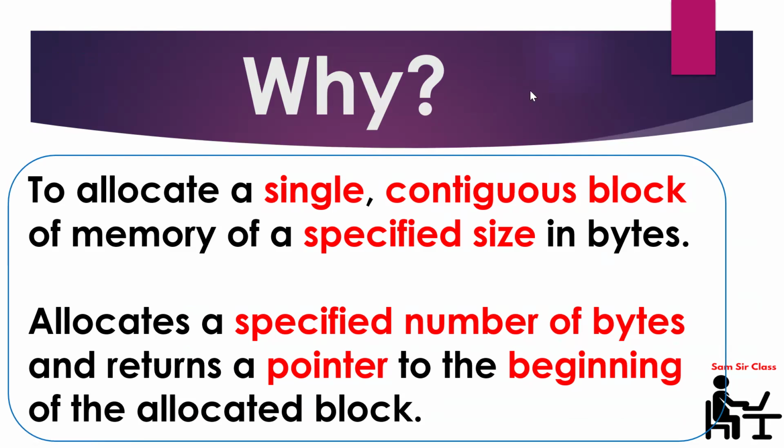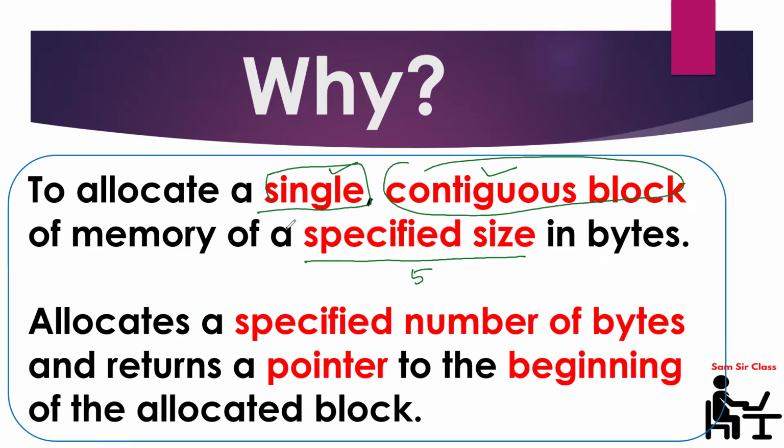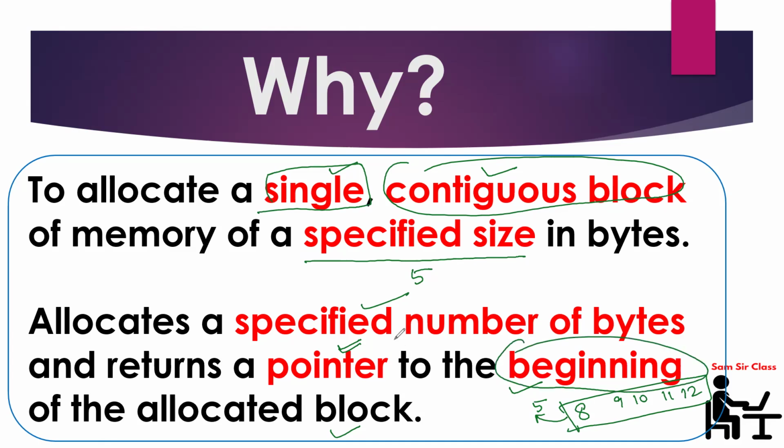The reason is, whenever you are allocating memory, you may need a single contiguous block of memory of a specified size. That means you need five seats continuously at a time, so malloc is used. You request a specified number of bytes, and in return, you get the address of the beginning of the allocated block. As we discussed, seat number 8 will be returned as you need 5, so 9, 10, 11, 12, all 5 blocks are yours. You only have to return the beginning of the allocated blocks.